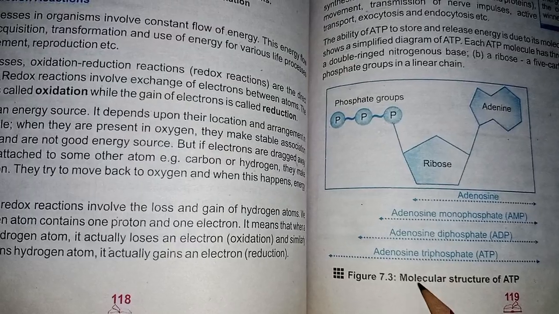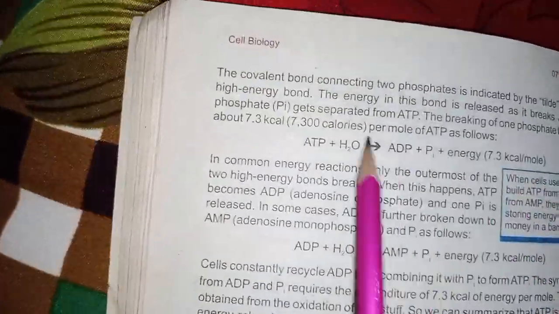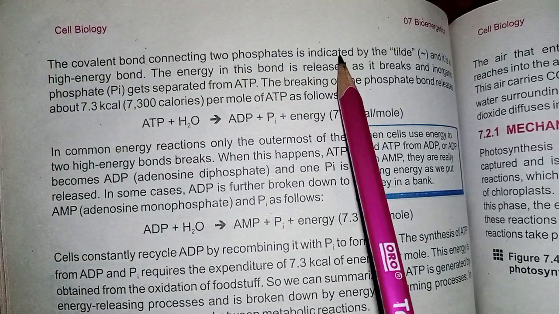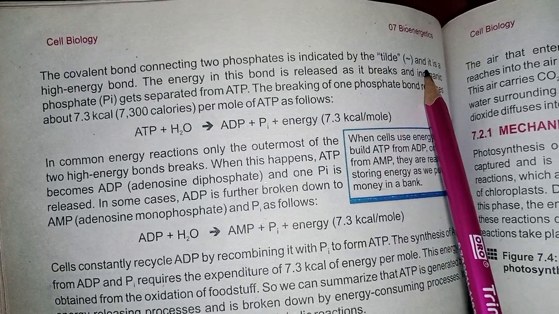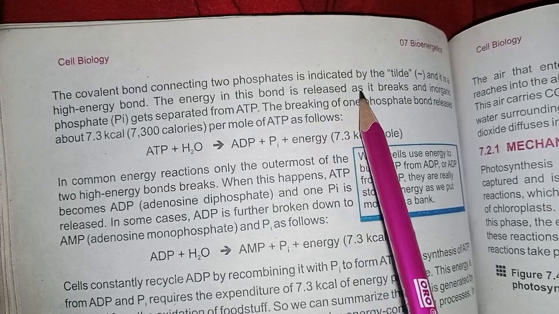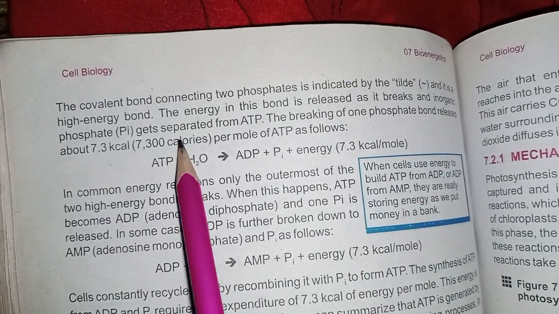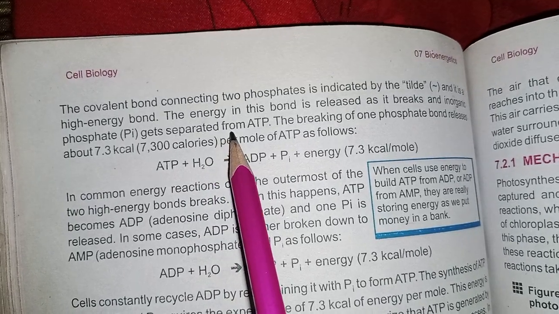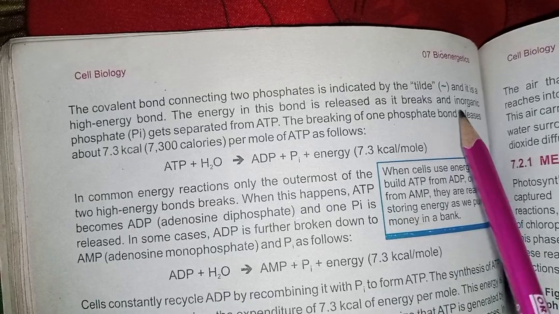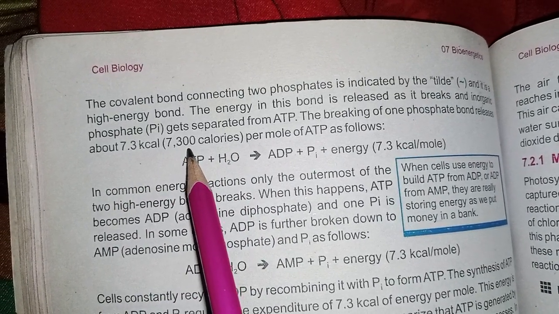So we discussed the molecular structure of ATP. Secondly, we see the covalent bond connecting the two phosphates, indicated by the tilde, and it is the high energy bond. The energy in this bond is released as it breaks, and the inorganic phosphate gets separated from ATP. The breaking of one phosphate bond releases about 7.3 kilocalories.